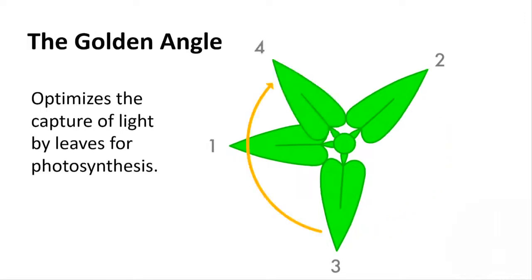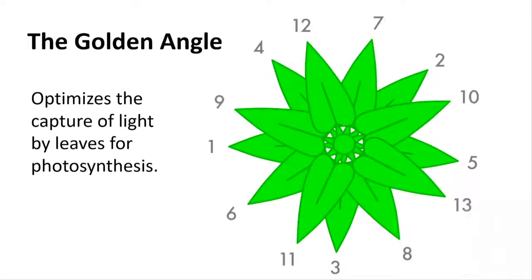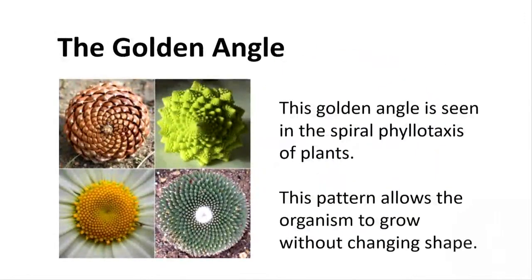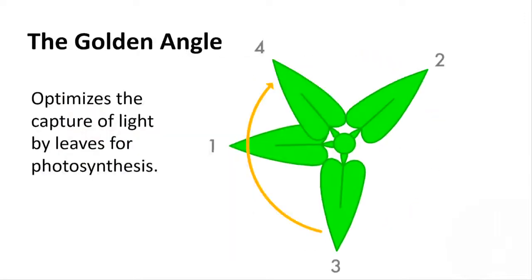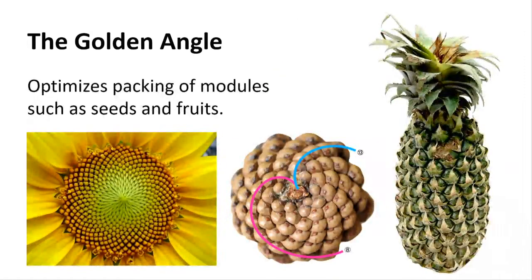It's not likely to overlap. It's going to take a little longer before it reaches some sort of overlap. I mean, here we are going all the way up to 13 iterations. And so back here, we see that some of these plants, especially sunflower heads, pine cones, broccoli, cauliflower, all sorts of things have this golden ratio in the way they grow and develop. And what it does is it optimizes the packing of modules, such as these seeds or fruit. So it's able to arrange these things in such a way that it basically optimizes the use of space or volume.